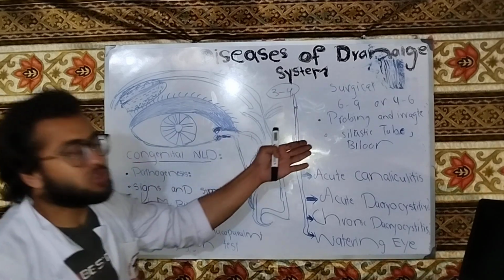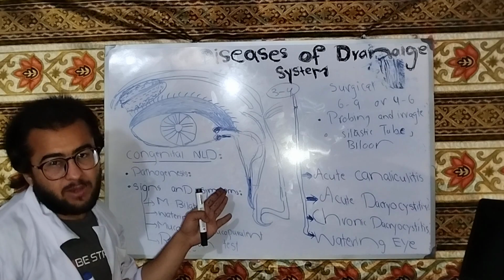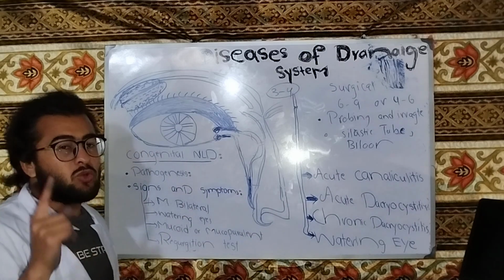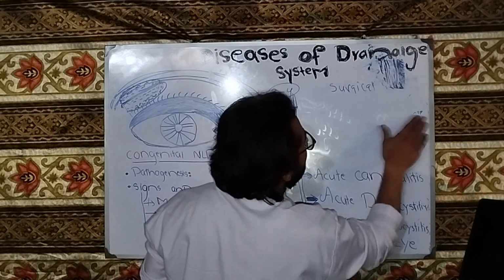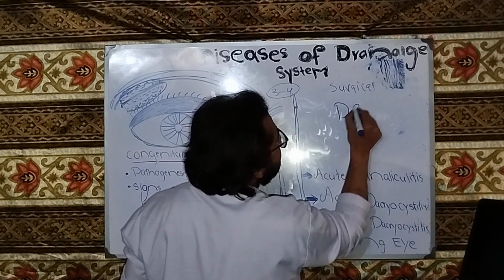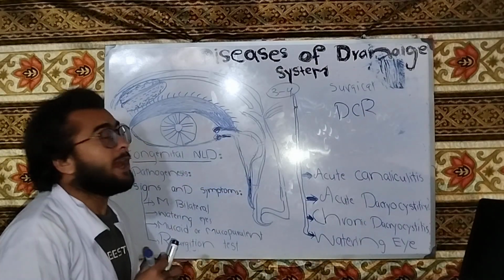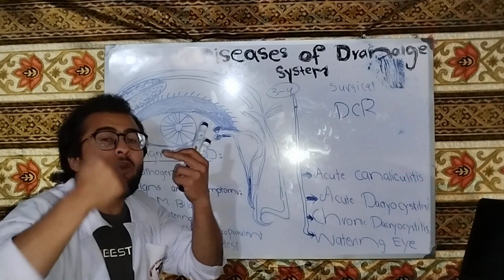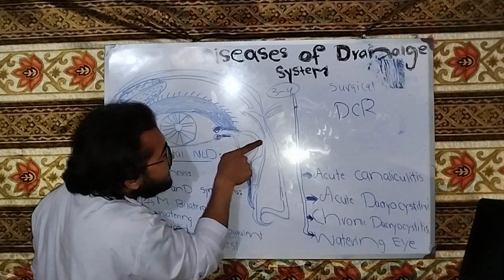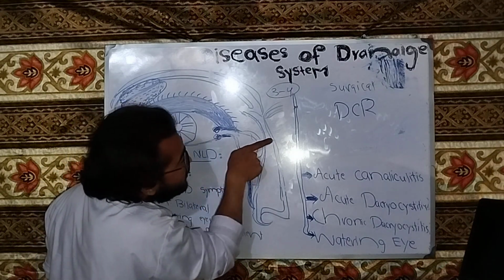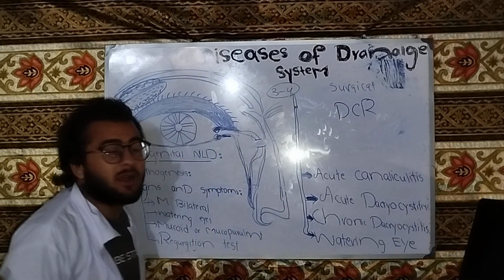If we do all these procedures and despite them the nasolacrimal duct doesn't open, what will we do? We will do DCR, dacryocystorhinostomy. Okay, DCR, dacryocystorhinostomy. It is the operation in which we make an opening in the lateral wall of the nose, and we directly open this sac into the nose. We create a passageway between the sac and the nose. This is called the DCR.